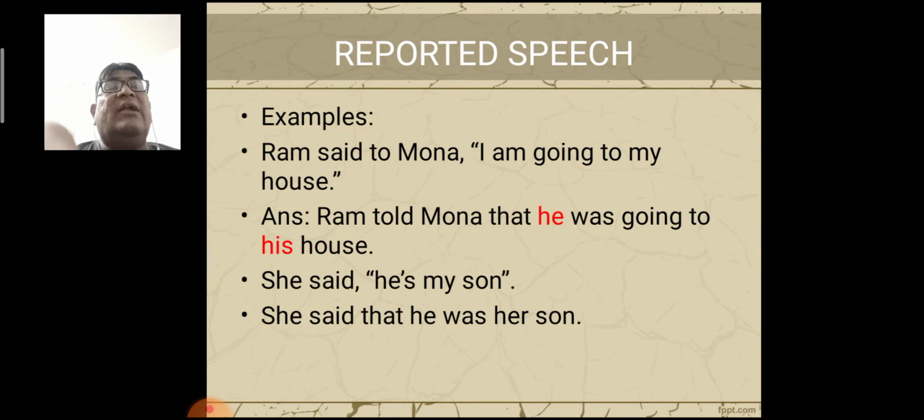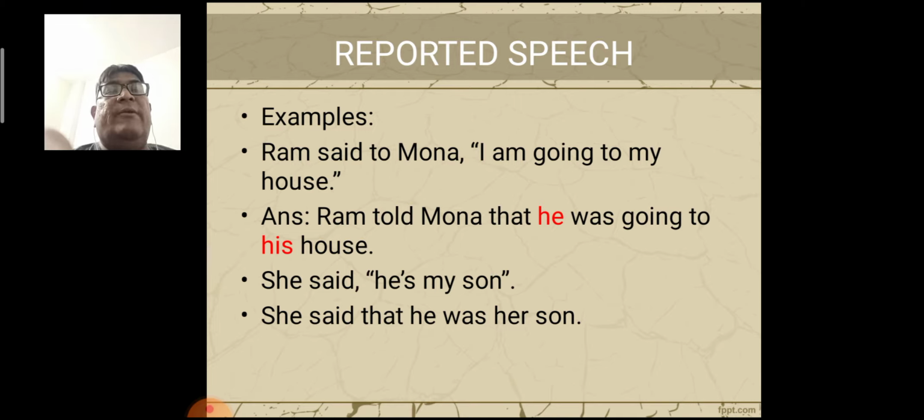So based on that, "he" is used, and "am going to" is present continuous tense. So we have to change it into past continuous tense. That's why Ram told Mona that he was going to, "my" into "his", going to his house.